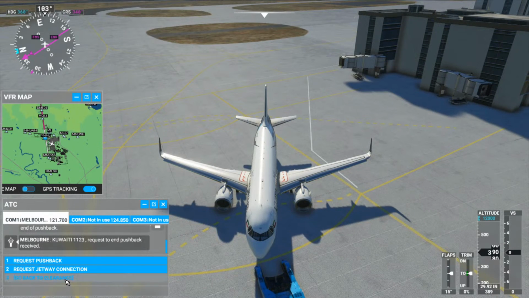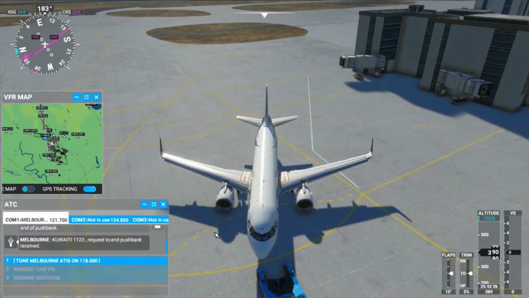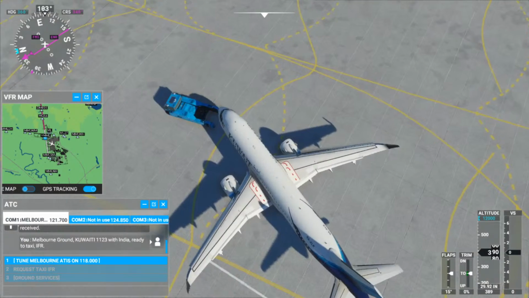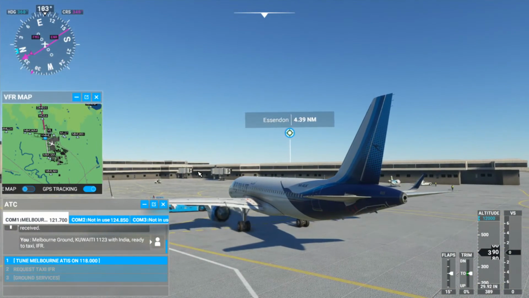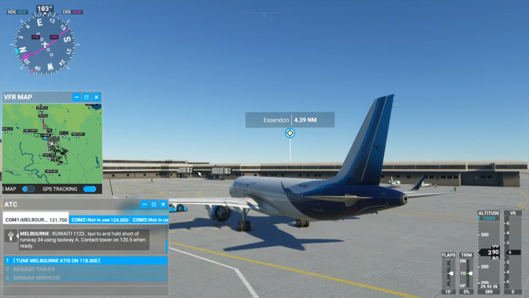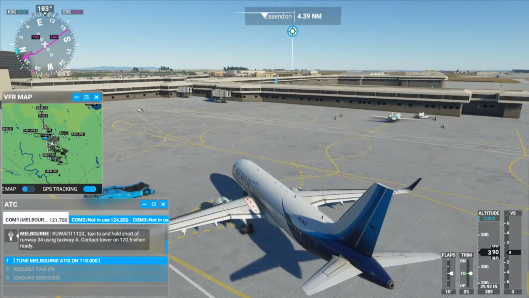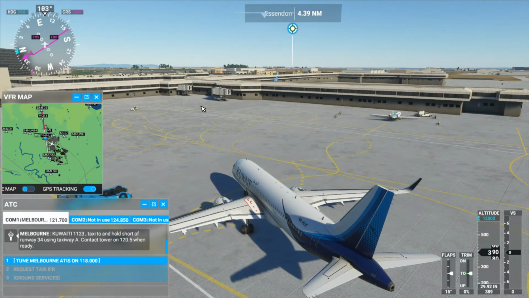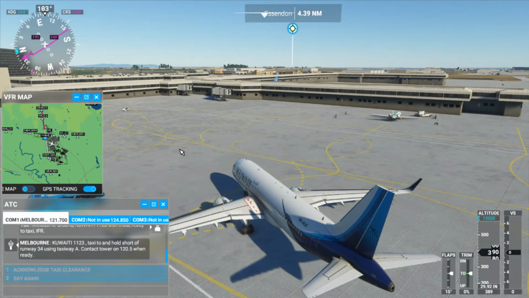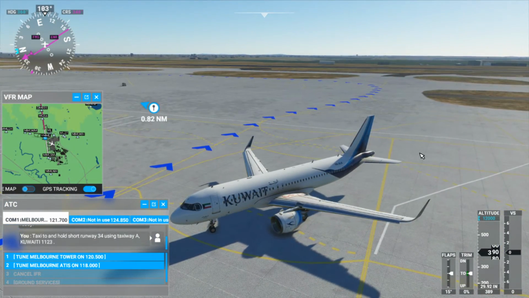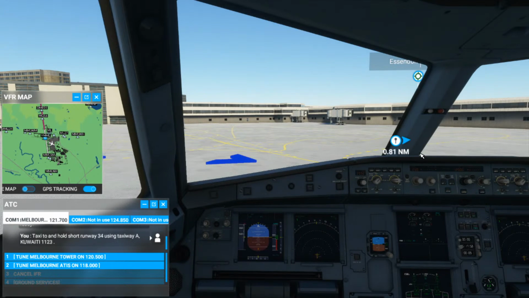I'll request taxi clearance. Melbourne ground, Kuwaiti 1123 with India ready to taxi IFR. There we go. Kuwaiti 1123, taxi to and hold short at runway 34 using taxiway Alpha. Contact tower on 120.5 when ready. Taxi to and hold short runway 34 using taxiway Alpha, Kuwaiti 1123. Okay, we are all set.